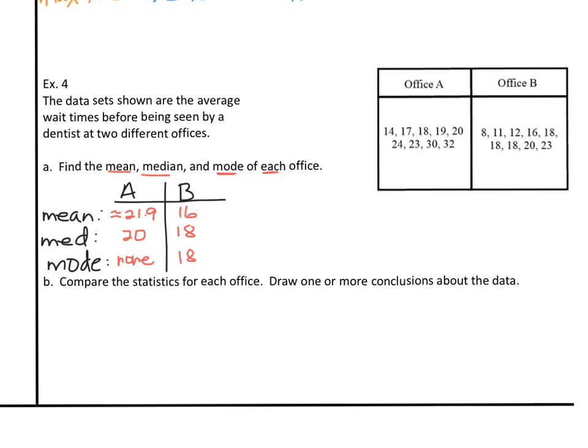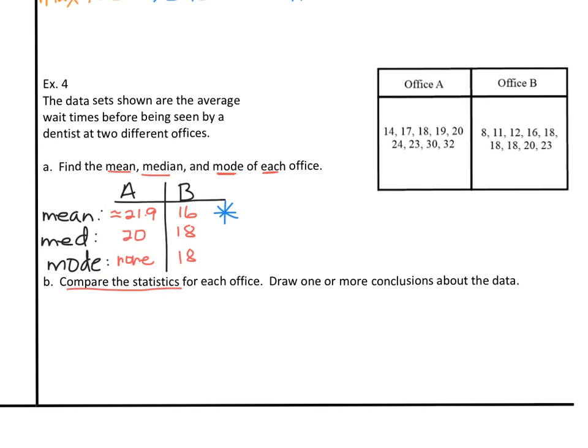Now, for part B, it says compare these statistics. Draw one or more conclusions about the data. If you look at those three measures, the mean, median, and mode would be the least likely way to compare something. It really doesn't share much of a difference between office A or B. I think the mean or average wait time would be a pretty significant way to compare them. The average wait time in office A is 21.9 minutes before you're seen by the dentist. The average wait time in B was only 16 minutes.